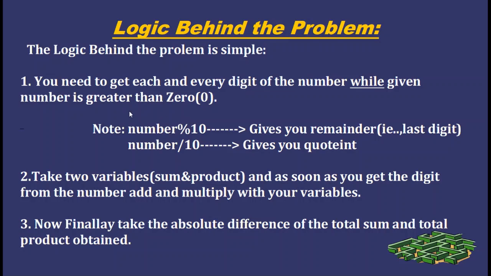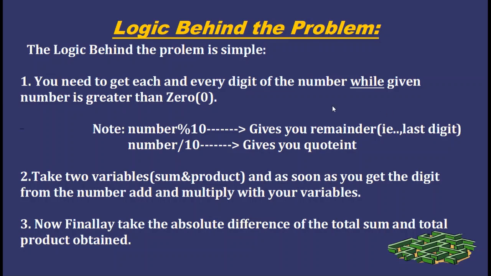To find the digit, you need to know two concepts, that is number modulus 10 and number divided by 10. Number modulus 10 would give you the remainder, whereas number divided by 10 gives you the quotient. That means if you divide a number by 10, you get the quotient, which is the remaining number, and the remainder would be the last digit you needed.